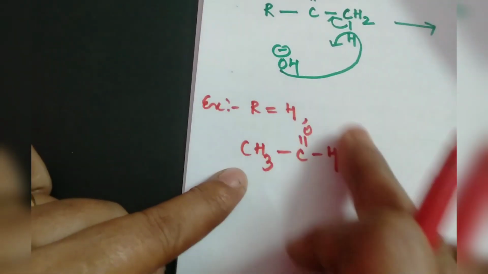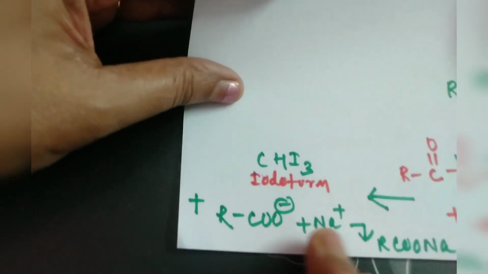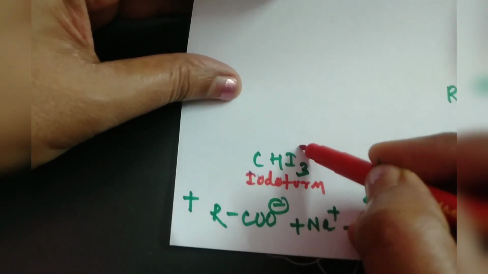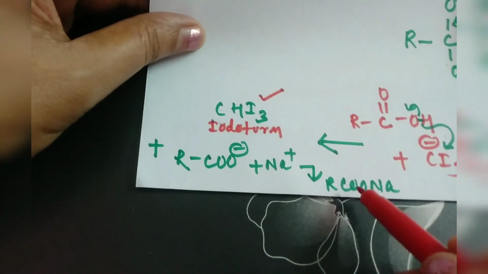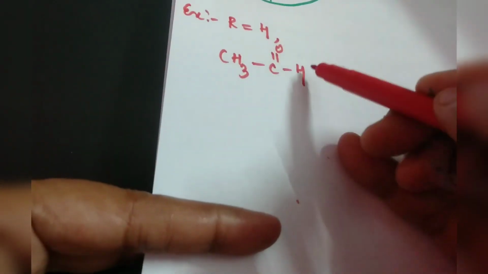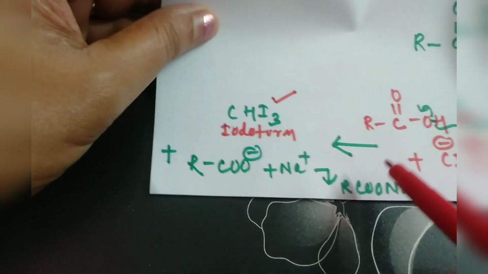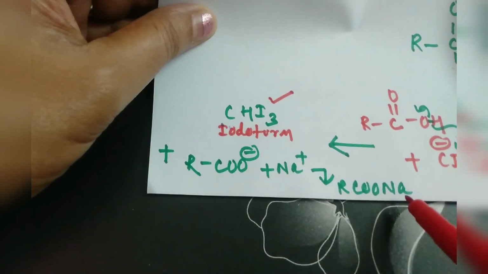That means if the reactant is acetaldehyde, what will be the product? If R is equal to H, then in the product one is iodoform, that is always constant, and in this case you will get HCOONa. That we have already discussed. If we take acetaldehyde, then the corresponding salt is sodium formate, HCOONa.